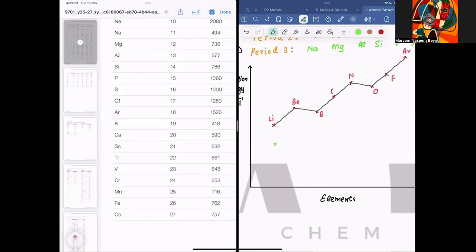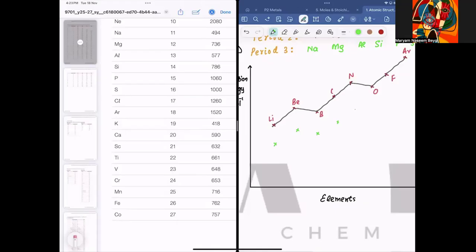So sodium has 494, right? Let me plot it over here. Then we have magnesium, which is 736. Then we have aluminium. It decreases from magnesium, but does not get lower than or equal to sodium. It is still higher than sodium, right? Then we have silicon, which is 786. So it is even more than magnesium, right?